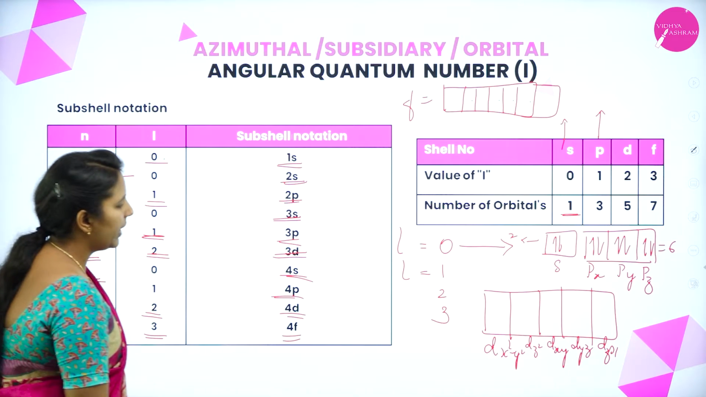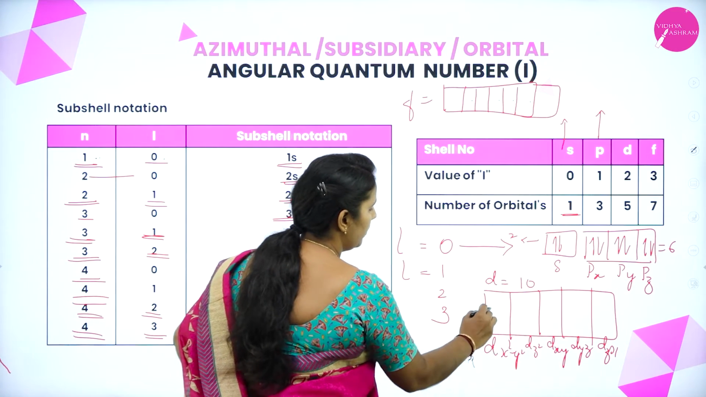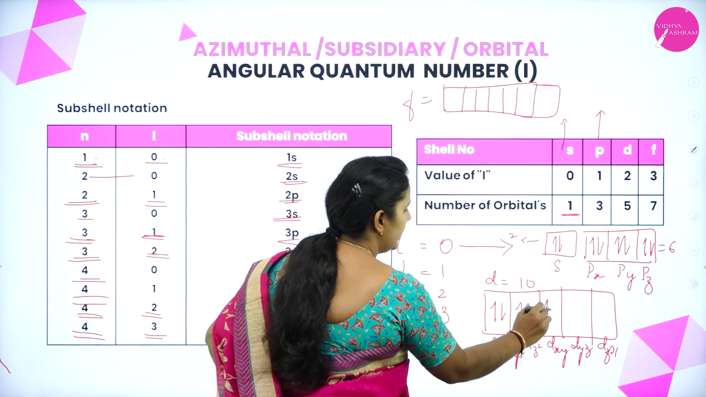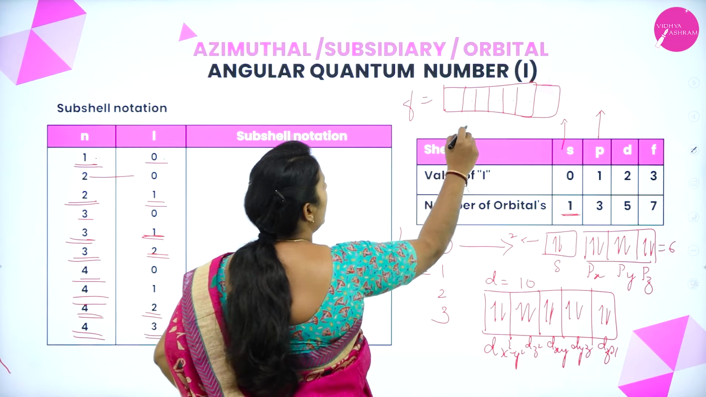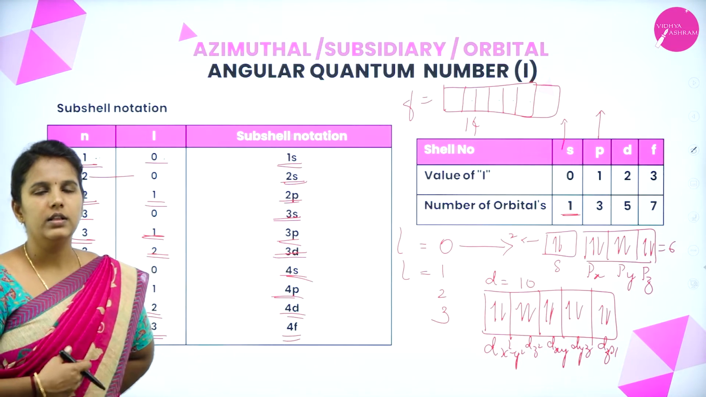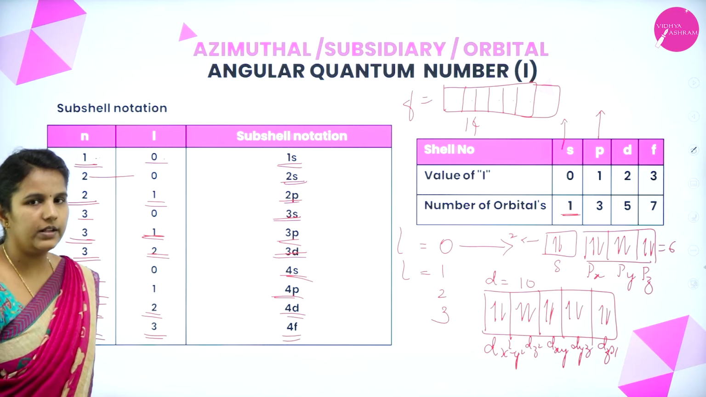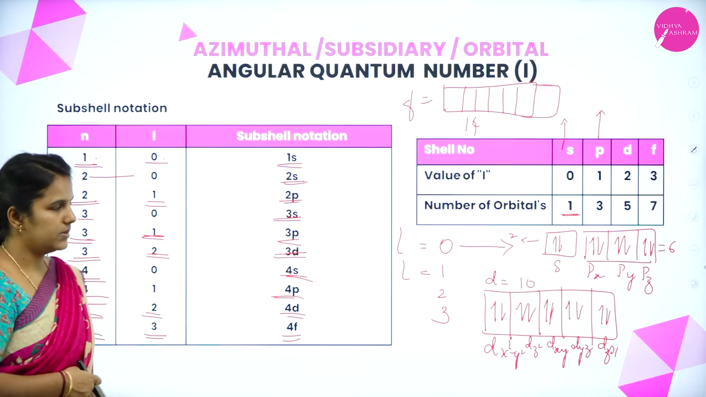The maximum capacity to fill the d orbitals is 10. Okay, you can fill 10 electrons in the d orbitals. Similarly, 14 electrons can be filled in the f orbitals. This is how we can easily determine the subshells by using azimuthal quantum numbers.